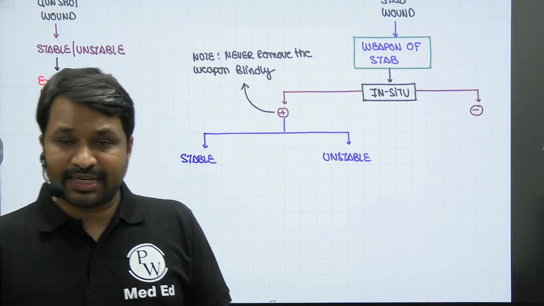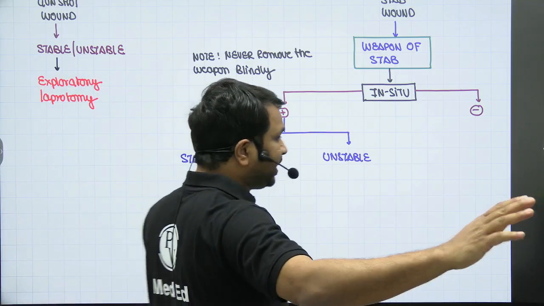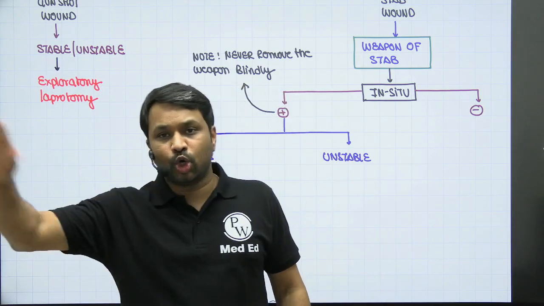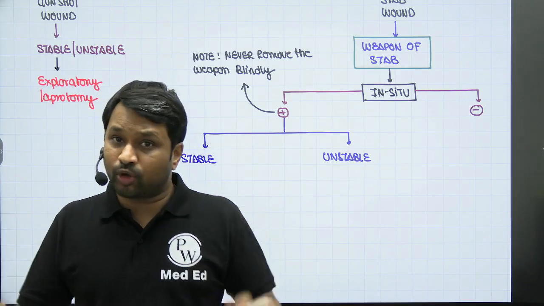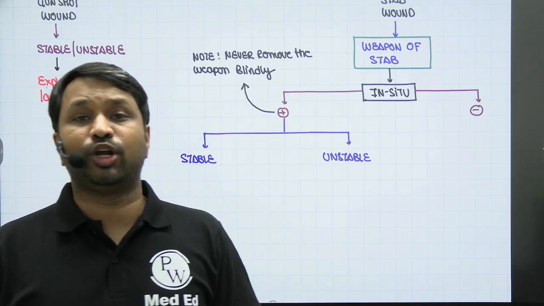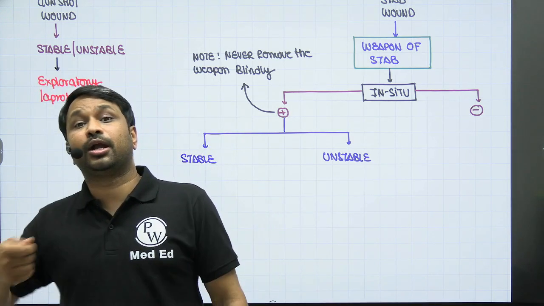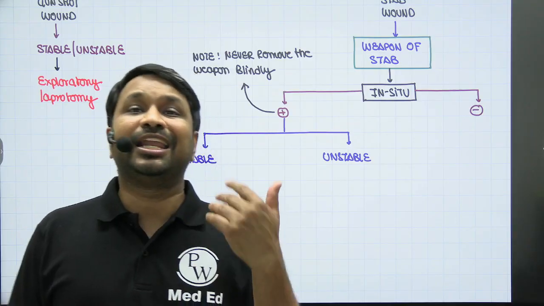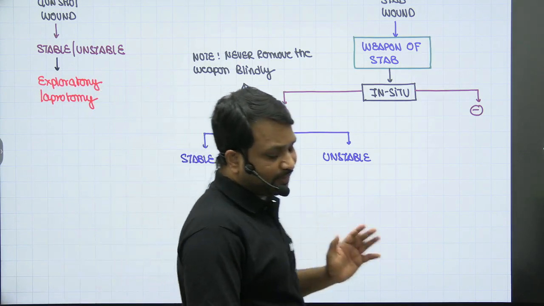Another reason: the knife that has gone into the abdomen, imagine when it was entering there were no injuries. But when you draw the knife back blindly, there could be a bowel loop sitting on top, or a vessel, or any other organ. As you draw through it, you can cut through those structures, hence aggravating the injury. So blindly you should never remove the weapon of stab.